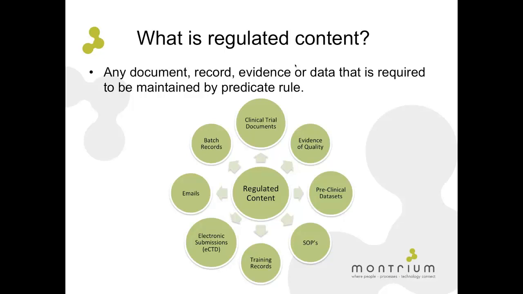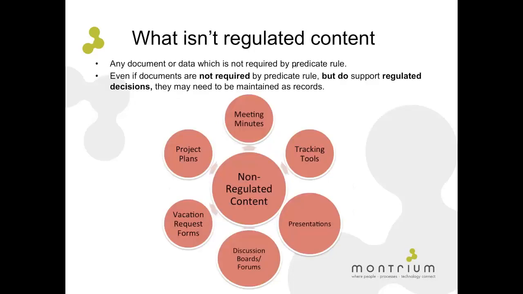And if you think about that, the types of content that we'd be talking about would be clinical trial documents, evidence of quality. So this is really any documentation or data that you're producing to demonstrate that you're following your procedures and SOPs. It could also be data sets. An example would be preclinical data sets. It could also be clinical data sets, SOPs, training records, electronic submissions. So anything that we've submitted to the regulatory agencies, emails potentially, depending on the content, and batch records. And there are other examples of regulated content, but this is really just to help you understand exactly what we're talking about.